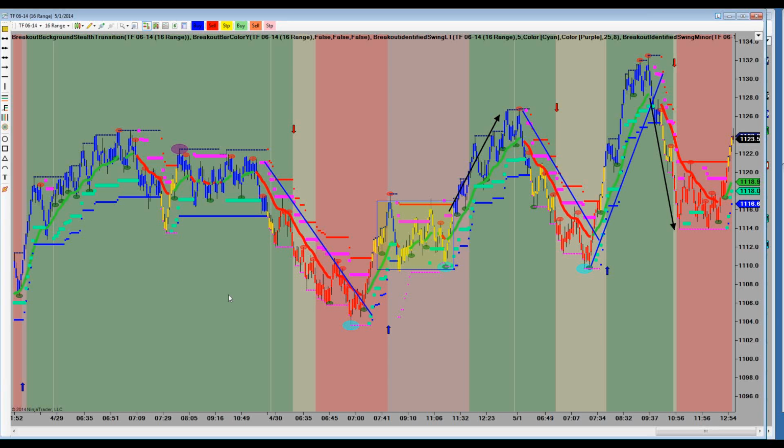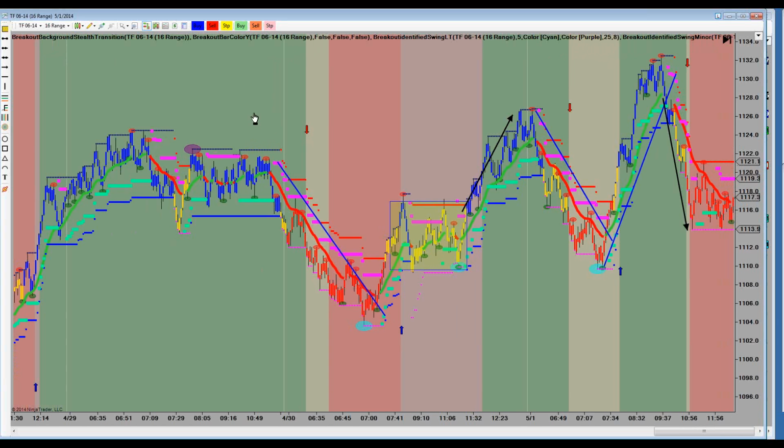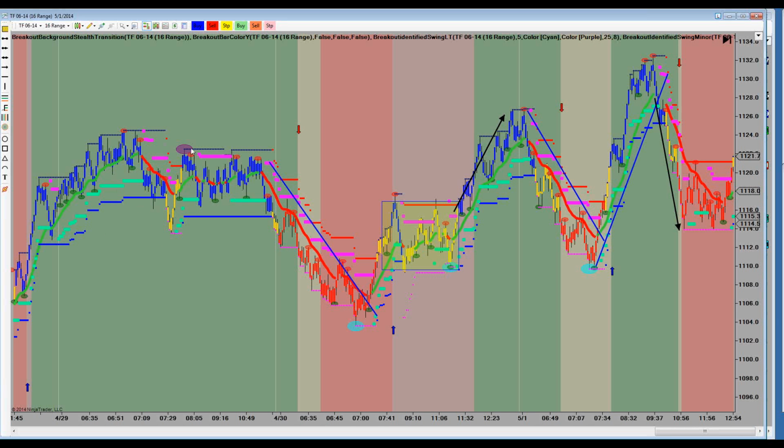Now, on Tuesday, what does Tuesday look like here? The 29th. What do you think about Tuesday? What does this day look like to you on the Russell? Right here, Tuesday. What would you have done this day? Is this a roller coaster day, you think? What do you think, looking at the 16? Consolidation.